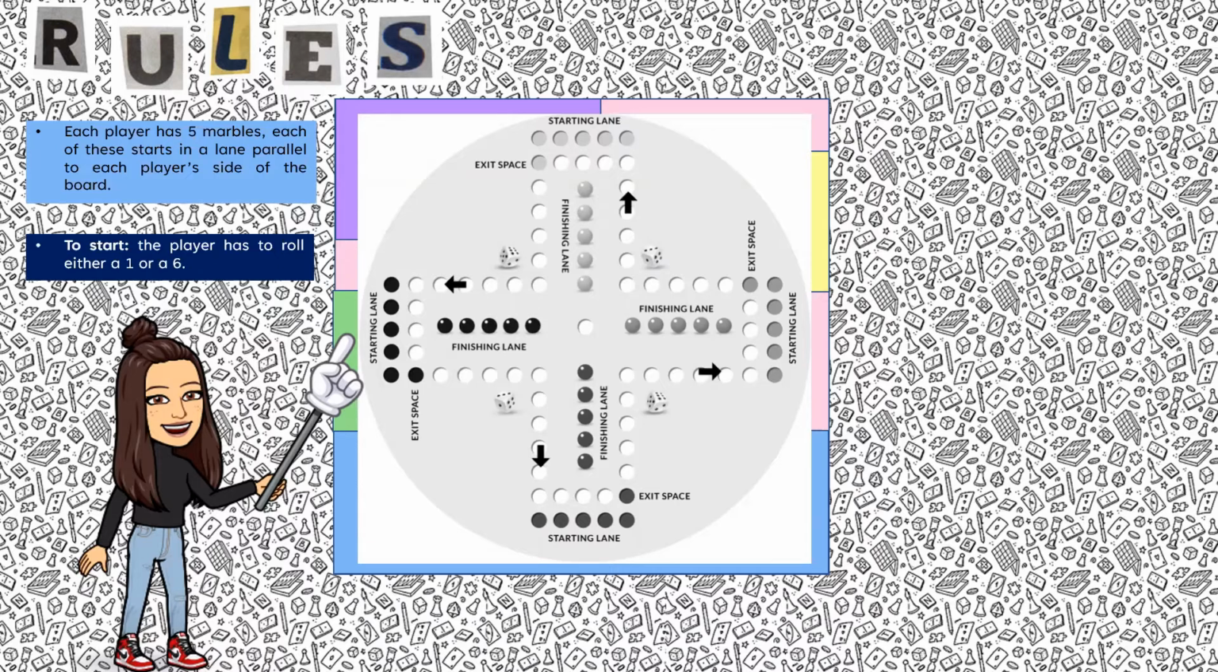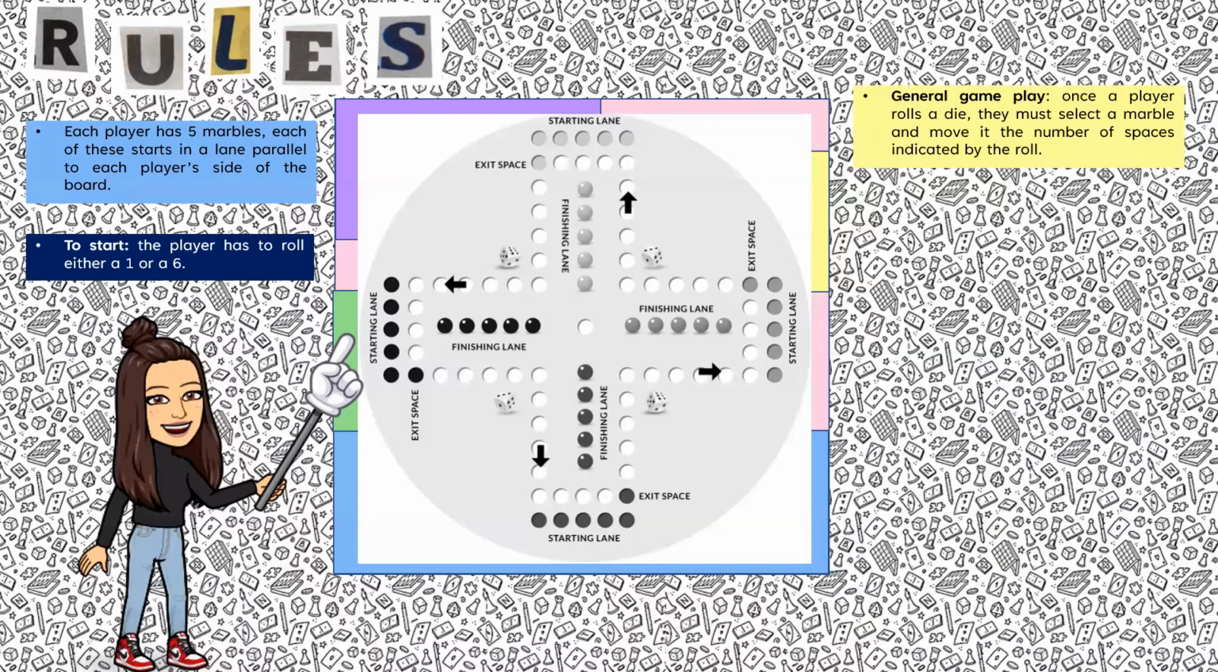Once the player rolls this 1 or 6, one marble can be placed at the exit space. If a player's own marble is already in this space, then they can take out another marble. Also, if the player has all of their marbles in the starting lane and they don't roll this 1 or 6, then their turn will be over.